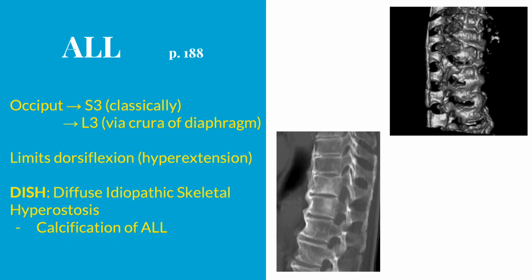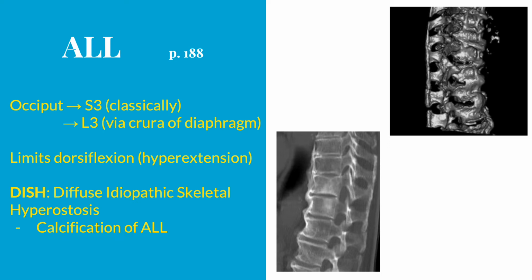So functions. Honestly, I would never think about memorizing these functions. Just use your body as your own study guide. So your ALL is going to be on the anterior border of the vertebral bodies. So what do you think it's going to limit? So ligaments are going to limit some kind of action. So it's going to limit dorsiflexion or hyperextension. So if you're doing a back bend, that's going to be tensioning that ALL, which makes sense. So just use logic to think of these functions.